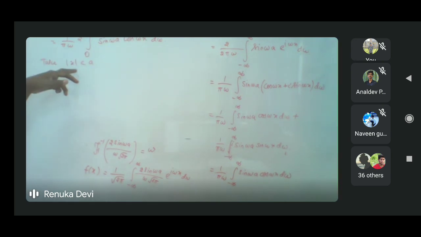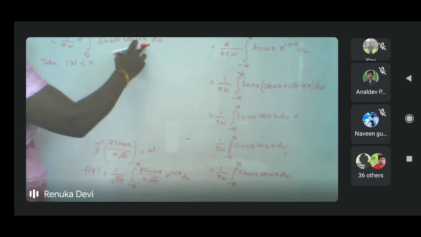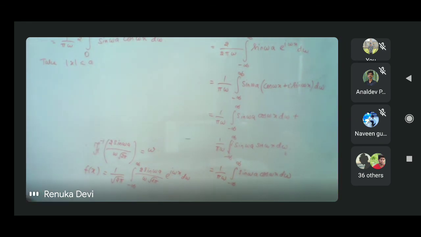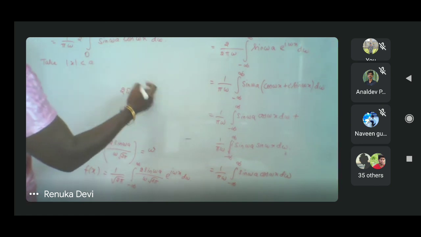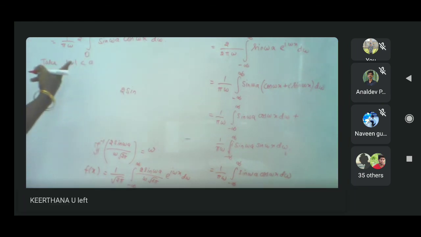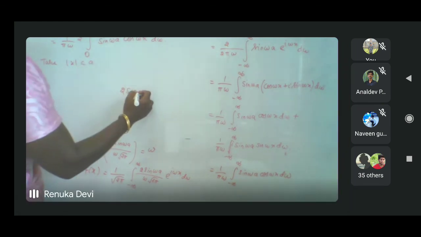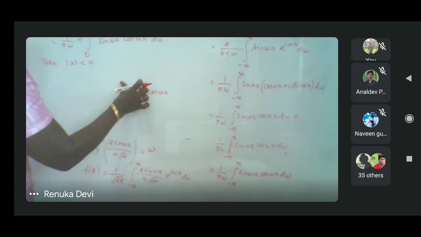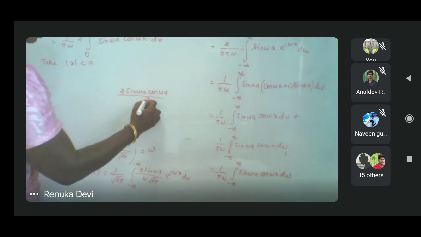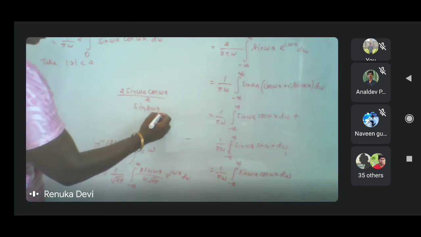If modulus x is less than a, what about this cos Wx? Cos of minus theta is cos theta, so this value will be cos WA. Therefore, in that case, what is this integral? This is twice sine WA cos WA, that is equal to sine 2WA by 2.